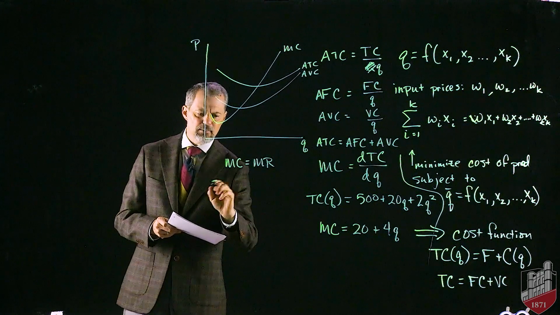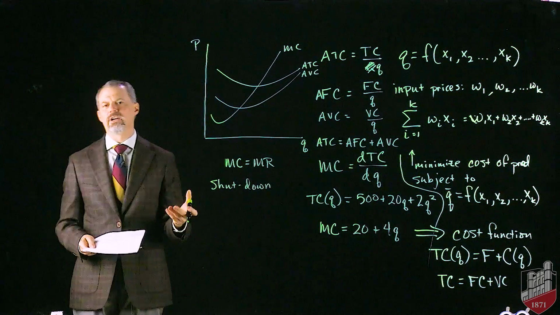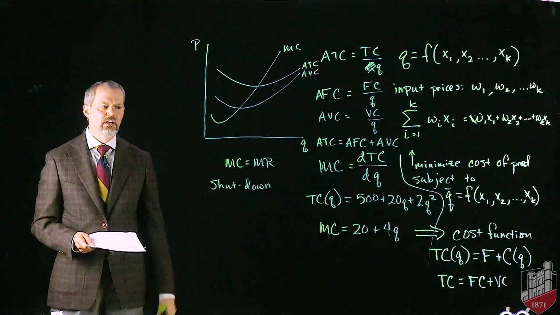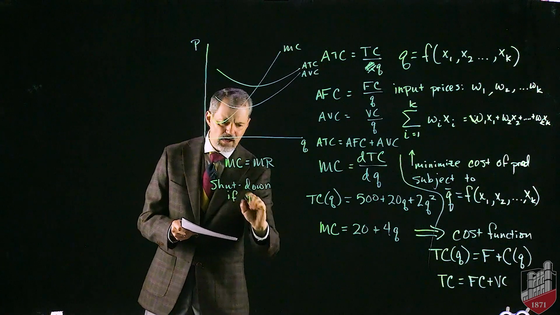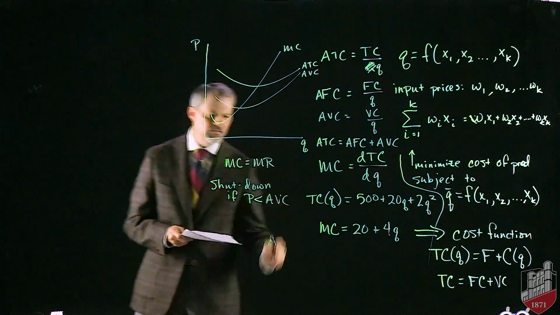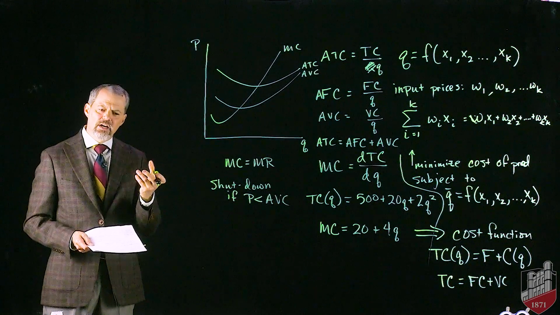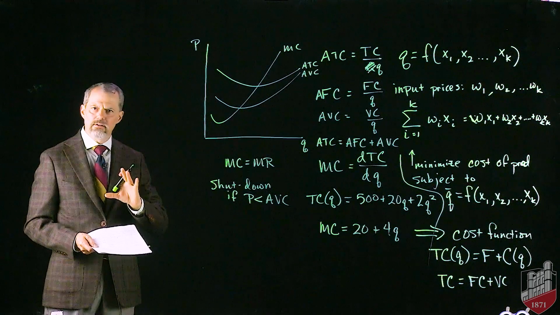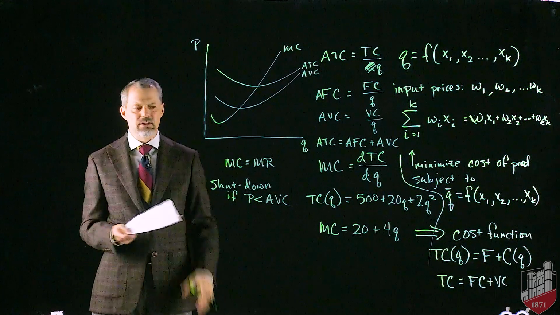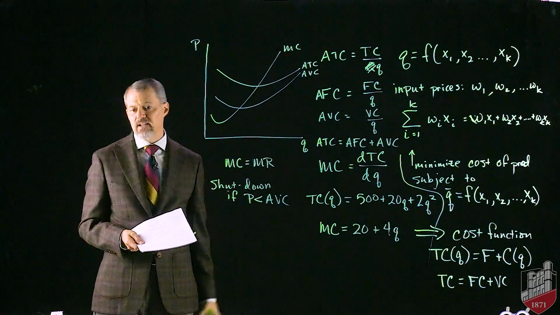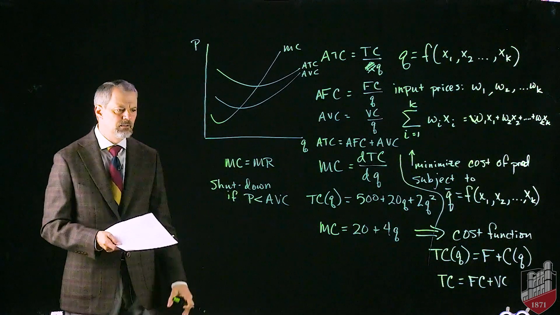So if we think about the shutdown condition, remember, shutdown is a short-run situation where the firm just chooses to produce no output, and the firm will shut down if price falls below average variable cost. What that means is if they can't make enough revenue to cover their variable costs, then it's not worth bringing your workers in and producing because you're going to lose your fixed cost and you're going to lose part of your variable cost. So in that case, you just shut down.